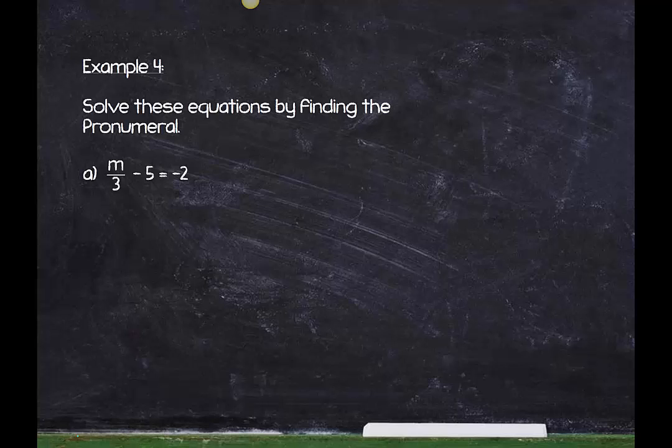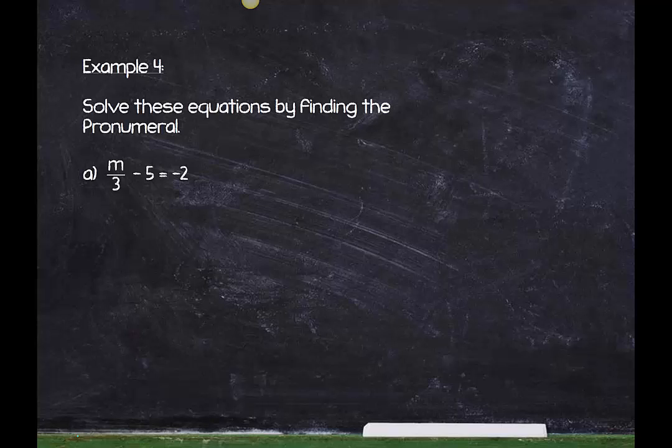Solve these equations by finding the pronumeral. So here we have a divide. Remember, the opposite of divide is a times, and we have a minus. The opposite of minus is a plus. We're going to deal with the minus 5 first.